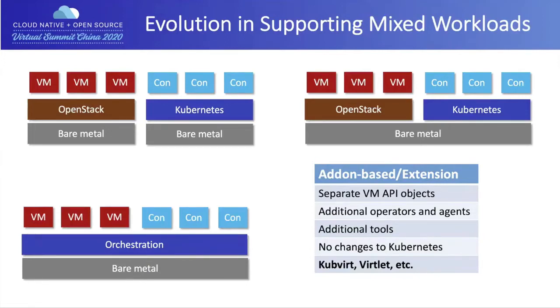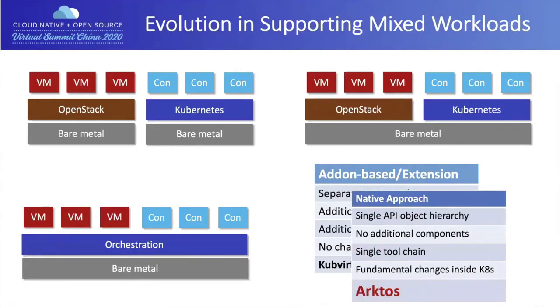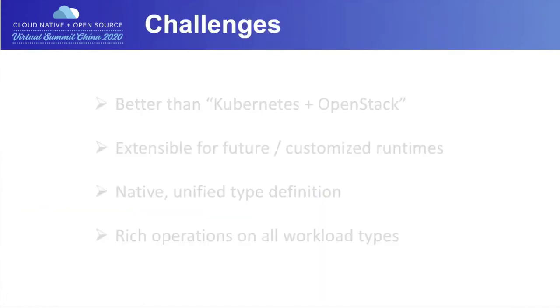machine. With our project, which is called Octus, we are taking more of a native approach, which means we are making changes to Kubernetes itself. And by doing this, we want to provide the virtual machine as a first-class citizen. And also, we want to provide the full feature for virtual machine instead of a simplified one. Here are a few challenges we're facing.